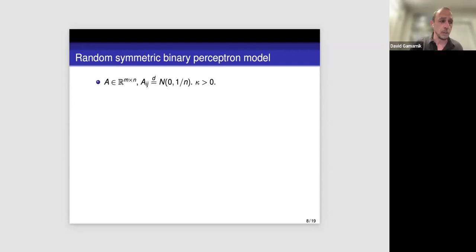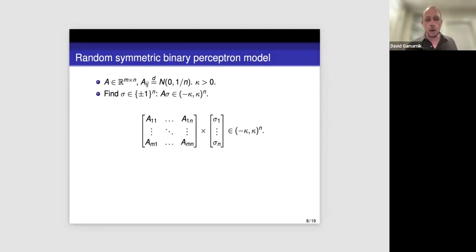We will assume that those are generated IID according to the normal distribution with variance 1 over n. Variance 1 over n is the convenient scaling choice. There's nothing magical about that. It just helps simplify things a bit. So we have this random matrix A. We have parameter kappa. And what is our goal?